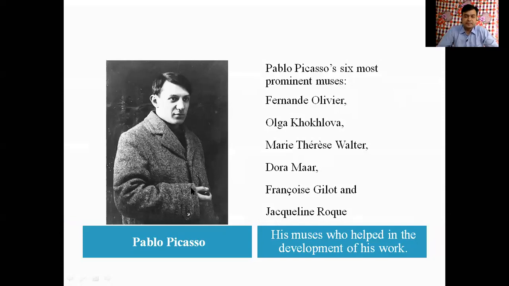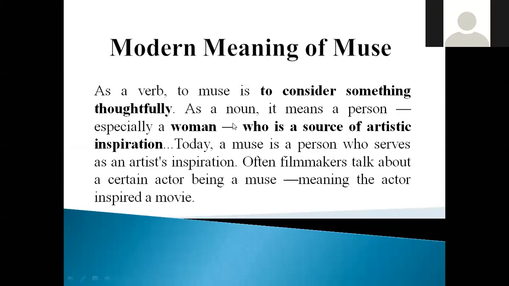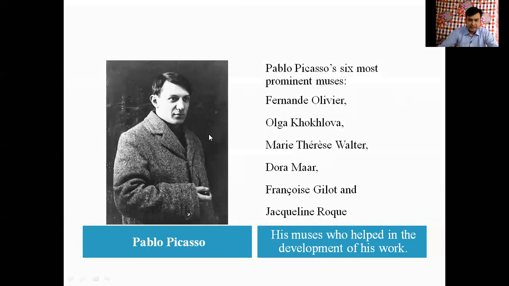Okay. So this is Pablo Picasso, and Picasso is one of the greatest painters of the world, and he had many muses, and especially look at the word. As a noun, it means a person, especially a woman. If the artist or the author is a man, definitely the muse would be a woman. Sometimes it might be a man, but the muse is usually a woman. And here we are going to get six ladies, and Dora Maar is the most important one. Six ladies who, from time to time, helped Pablo Picasso to be Pablo Picasso, because they are the muses of Pablo Picasso.